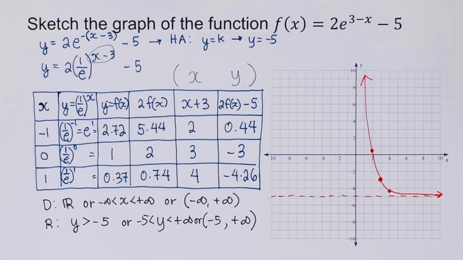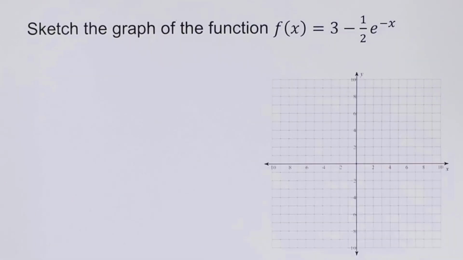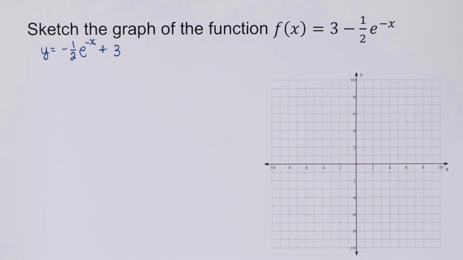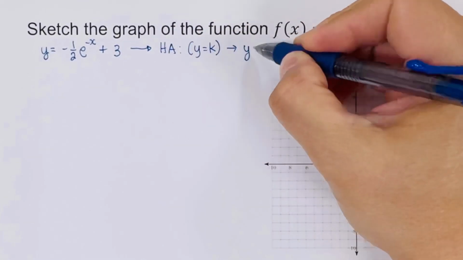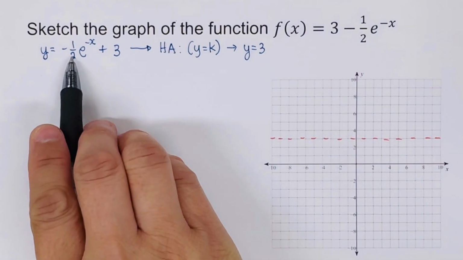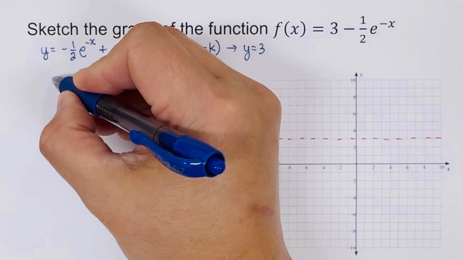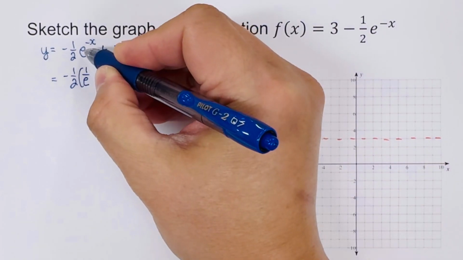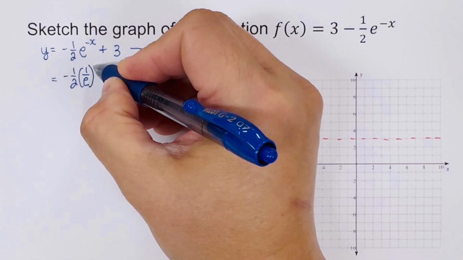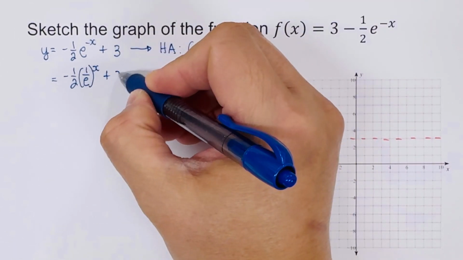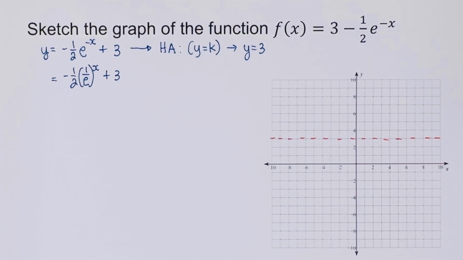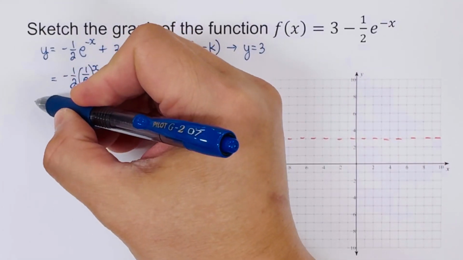Now let's move on to the next example. This equation that we have right here tells us that our horizontal asymptote is y equals 3. Now please notice that this equation can be further rewritten as -1/2 times 1 over e, because that's e raised to the power -1, raised to the power x, and then that's a +3. So this will be the equation that we're going to use to complete the table of values. So I go ahead and draw the table down here.